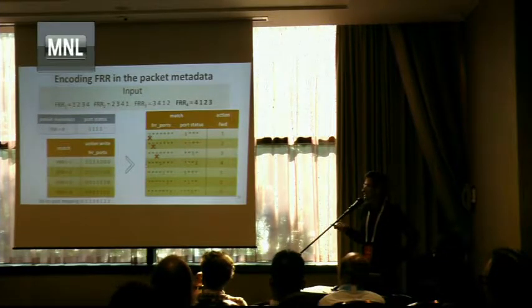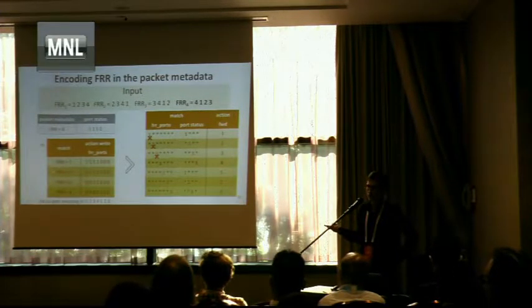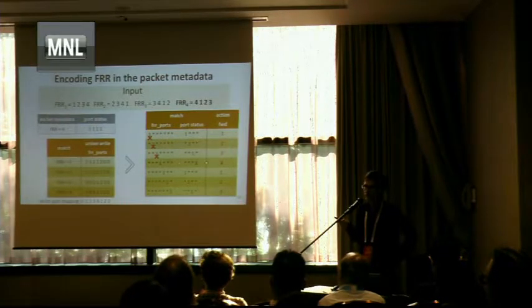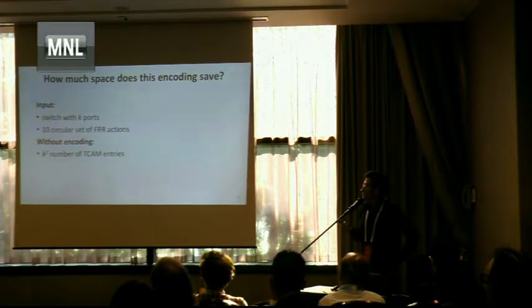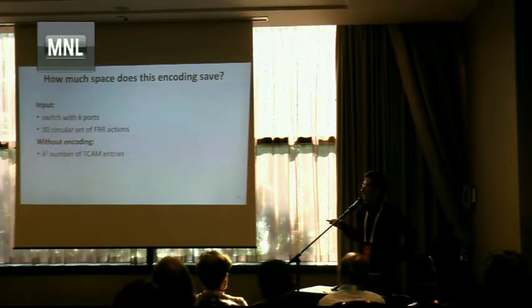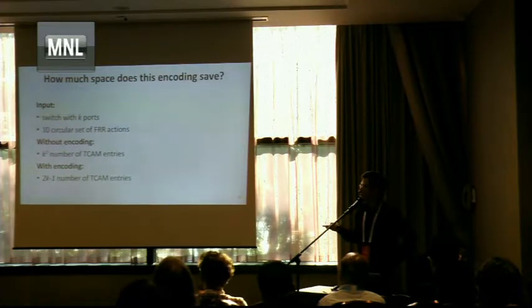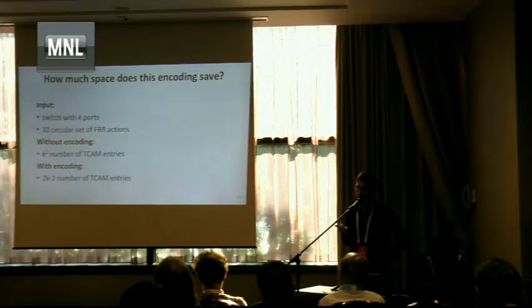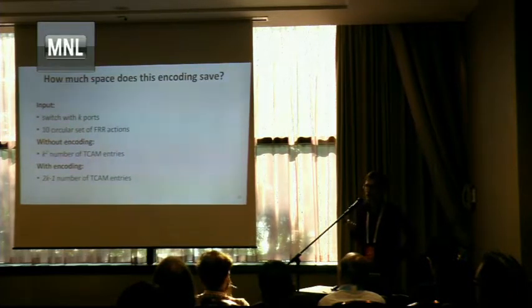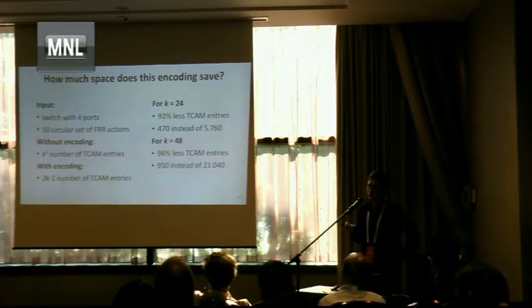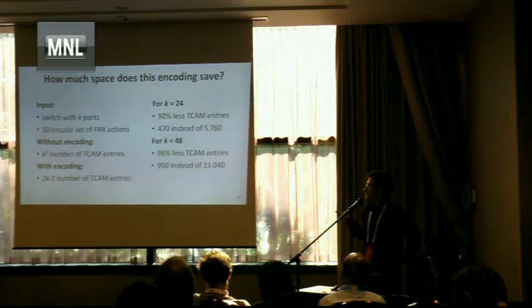The key insight here is that we are using the same TCAM entry for different fast reroute actions. So we may save a lot of TCAM space in the packet processing pipeline. To understand how much space we save compared to the naive approach, this encoding requires only 2k-1 TCAM entries to implement one circular fast reroute sequence. So if we look at the same switches as before, this means a reduction in the number of TCAM entries of more than 90%.